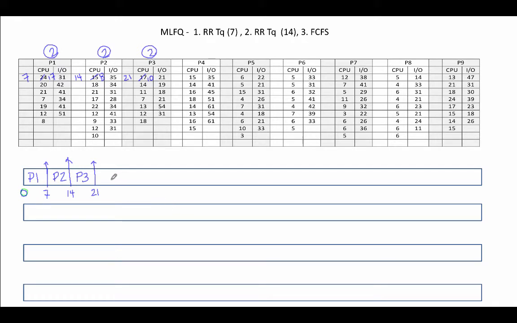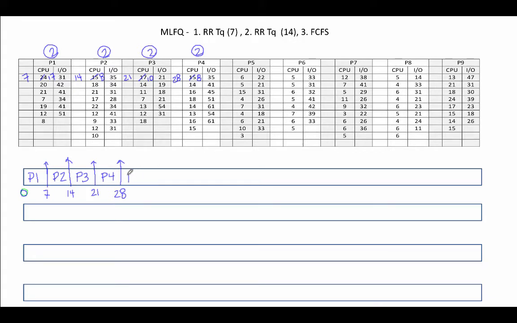Now we will run P4. P4 has a CPU burst of 15, so P4 will also be preempted at time 28, and P4 will turn into a level 2. We'll go back to the ready queue at time 28, and we'll have 8 time units left of its first CPU burst. So all the processes P1 through P4 will not be able to go out to I/O because they have to complete their first CPU burst.